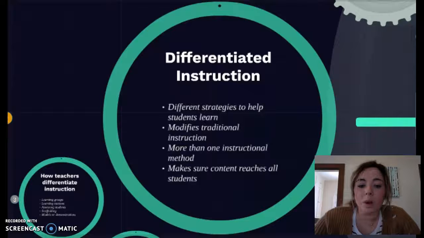More than one of these instructional methods can be used at once. So it's very beneficial to the students because they not only can learn hands-on, but maybe visually as well. So it really helps the students learn in many different ways. It also makes sure that the content reaches all of the students. So this way, one student may learn in one way and another in a different way. So if we're using two different kinds of differentiated instruction, both of these students are gaining the knowledge that they deserve to be learning during the school day.